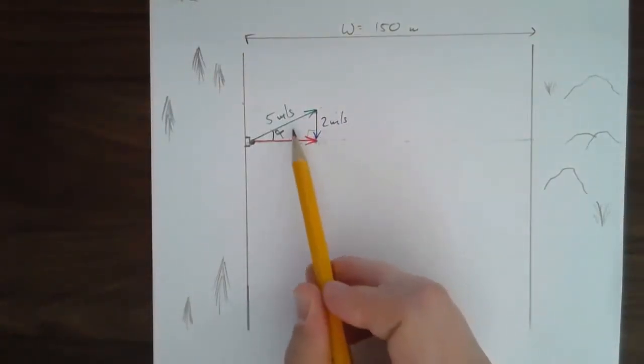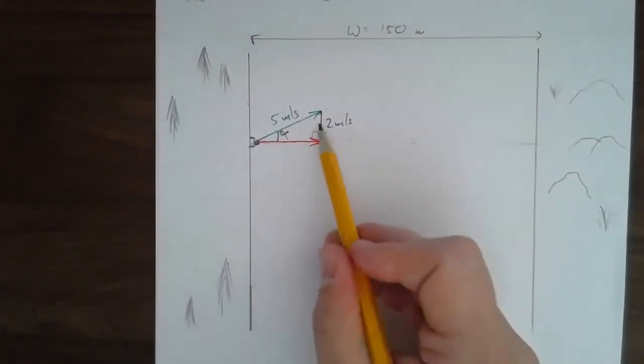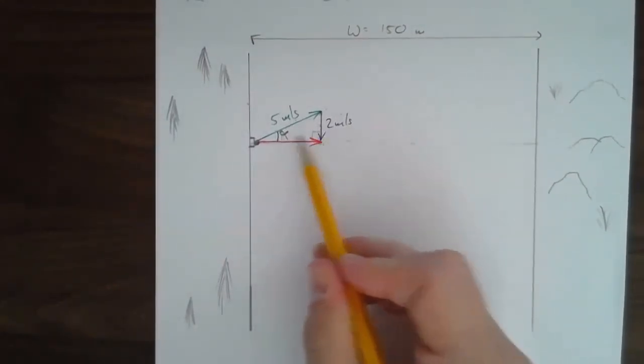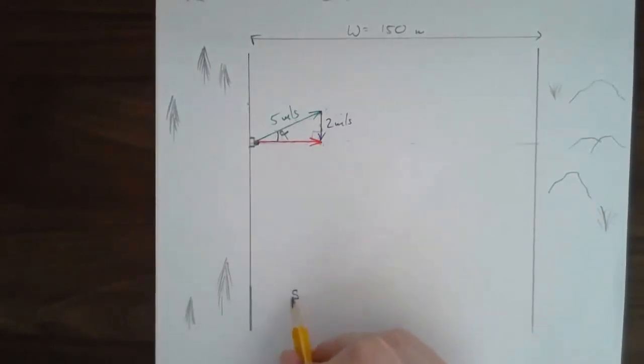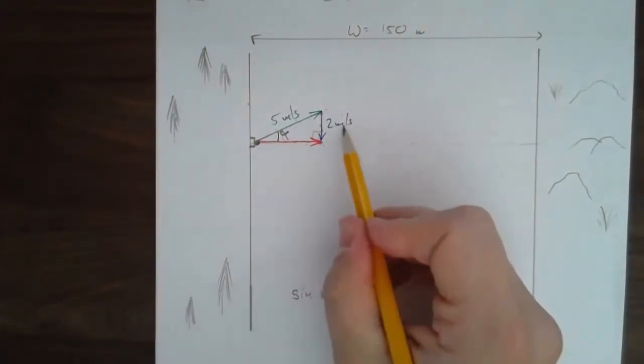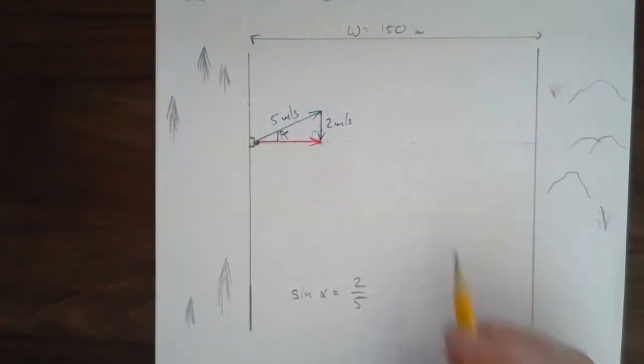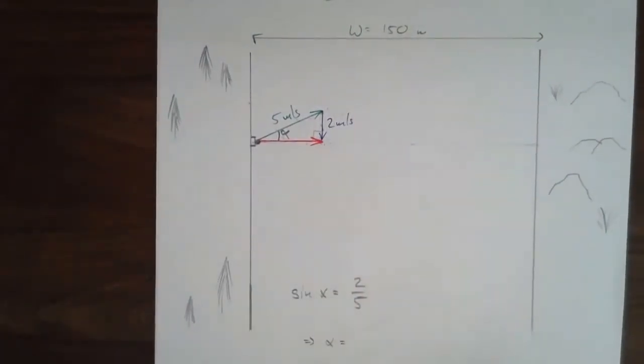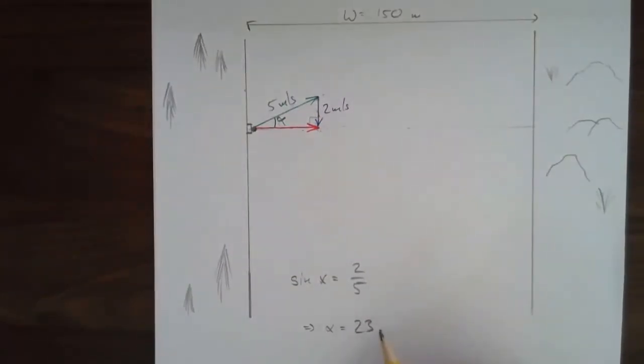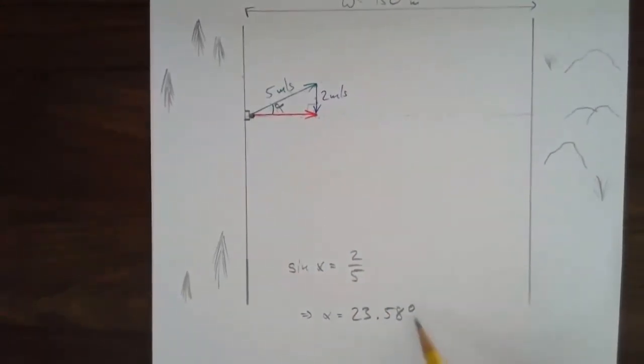And so what am I getting? Well, this is the opposite of the angle. So it's going to be sine of alpha equals 2/5, 2 over 5. Right, opposite over hypotenuse. And so alpha is going to be equal to 23.58 degrees, I think.